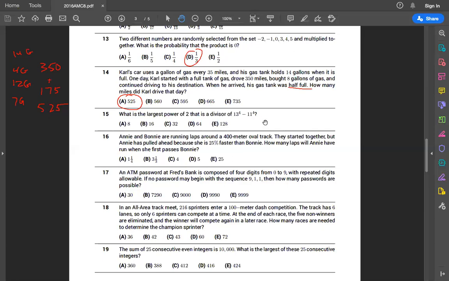So if we ever have a squared minus b squared, so the difference of two squares, we can rewrite that as the product of their sum and difference.